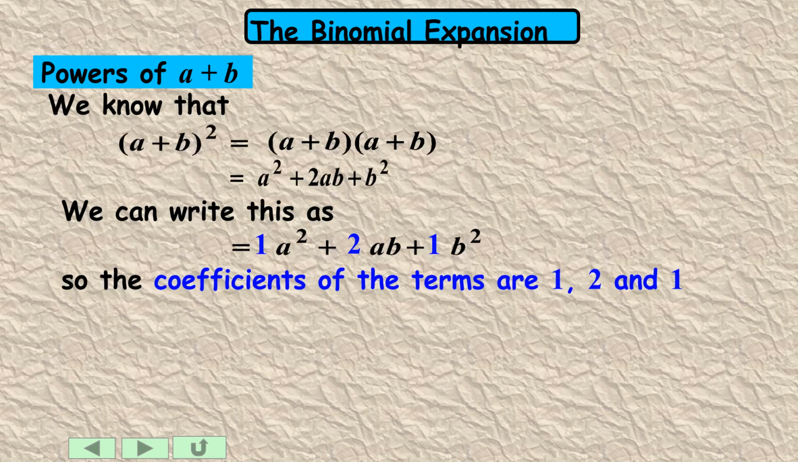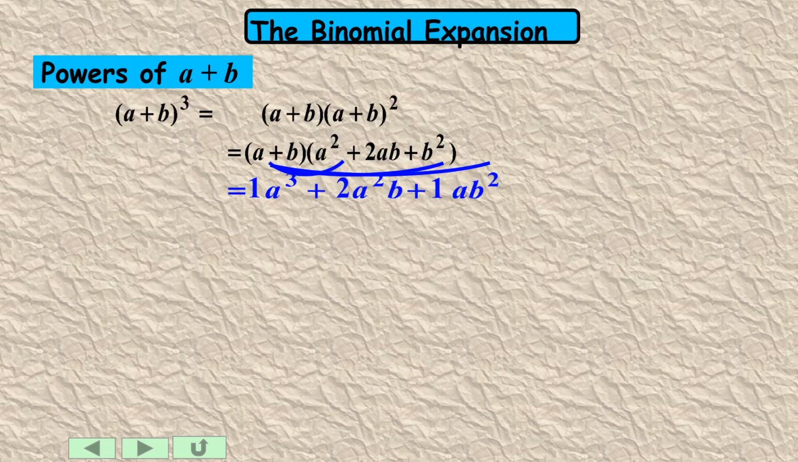We know that a plus b squared equals a plus b times a plus b, which expands to a squared plus 2ab plus b squared. We can write this as 1a squared plus 2ab plus 1b squared. Thus, the coefficients are 1, 2, and 1. Next, let's look at a plus b cubed.